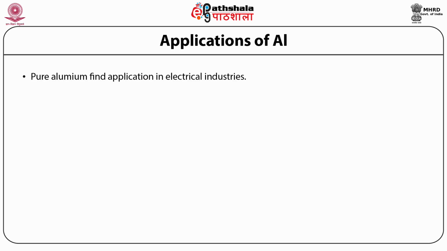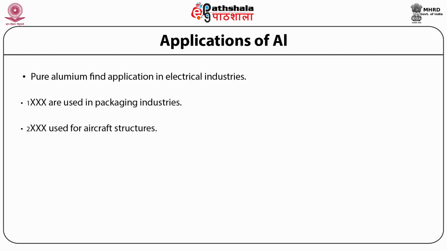Second, in packaging industries, 1XXX series of aluminium are extensively used because of their good corrosion resistance, high thermal conductivity, and resistance to ingress of oxygen, moisture, and microorganisms. 3XXX series of alloys have moderate strength and find application in making beverage cans, cooking utensils, and building and roofing sheets.